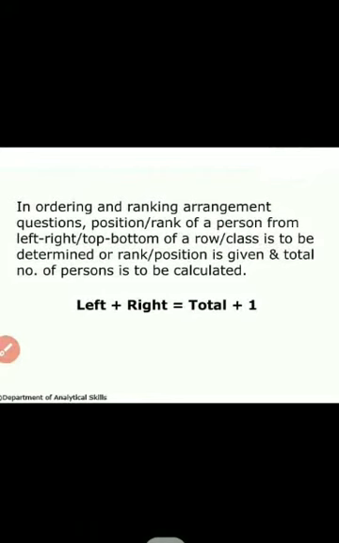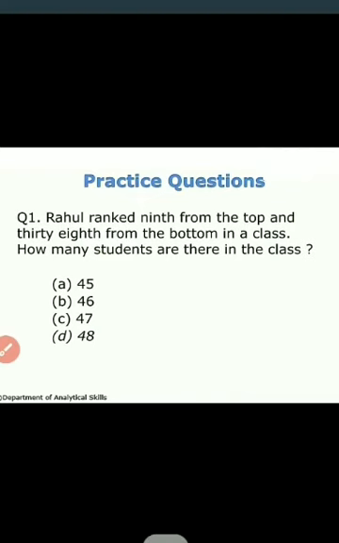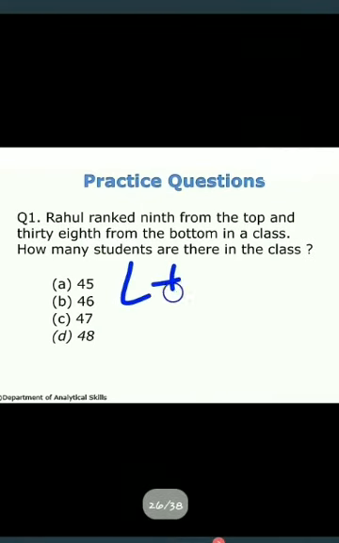So this is your formula, left plus right minus 1 is equal to total, or we can say left plus right is equal to total plus 1. So let's start with the first question. Rahul ranked 9th from the top and 38th from the bottom in a class. Then how many students are there in the class? Simple question. That is L plus R minus 1 is equal to N.